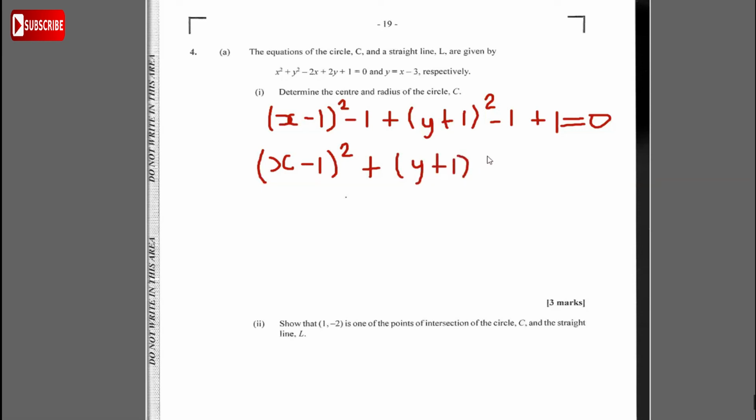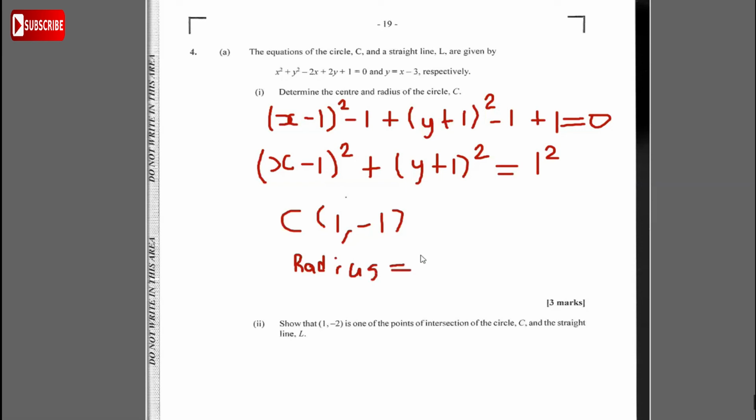And that's going to be equal to minus 1. Minus 1 is minus 2. Minus 2 plus 1 is minus 1. So when you bring it over, that's equal to 1. And you can always write 1 as 1 squared. And so the center is (1, -1) and the radius is 1. So the radius is equal to 1. Nice and easy, 3 marks.